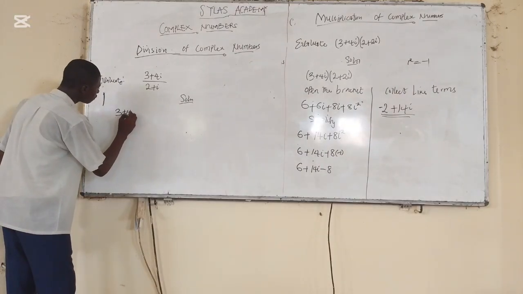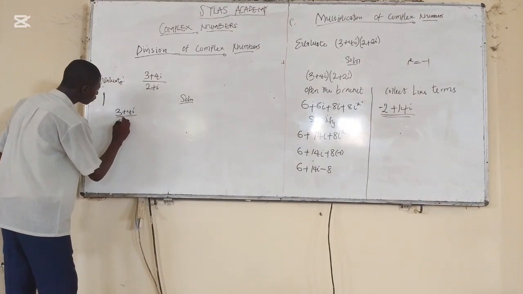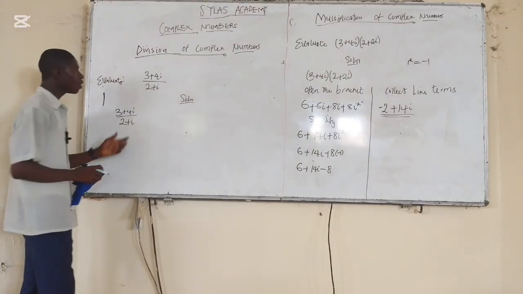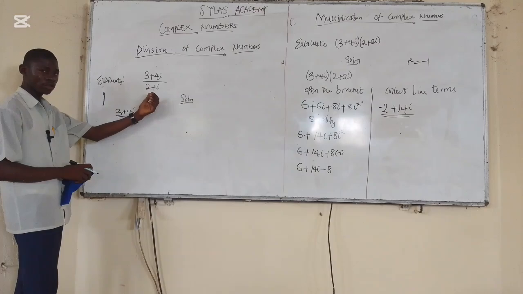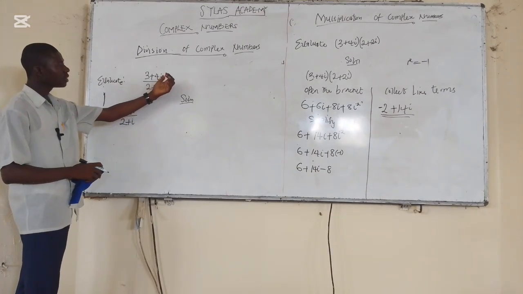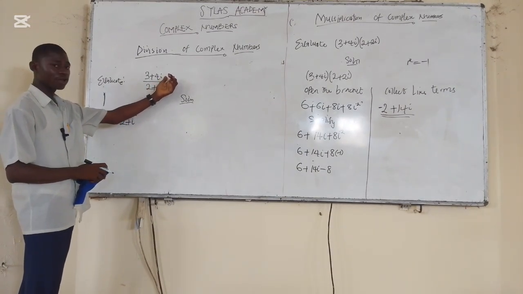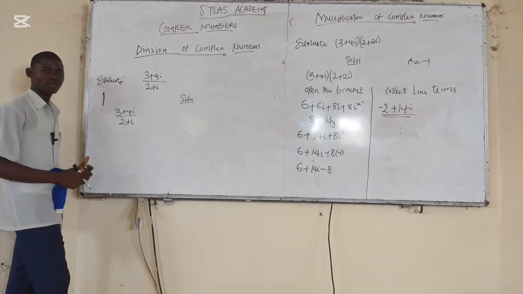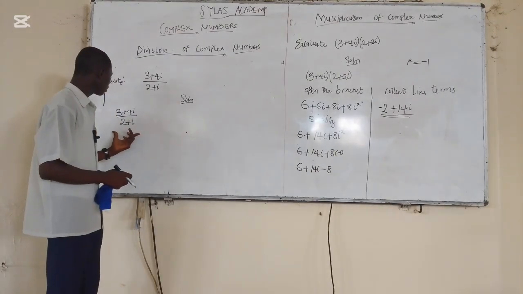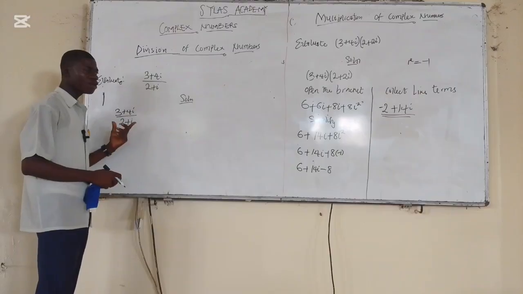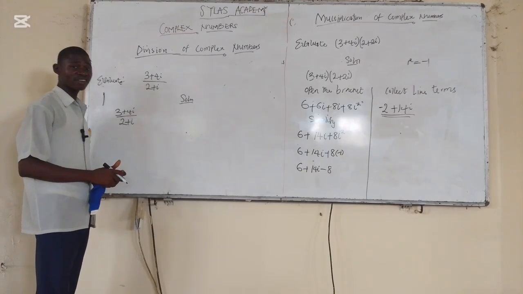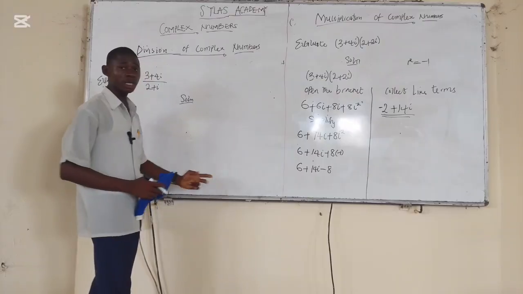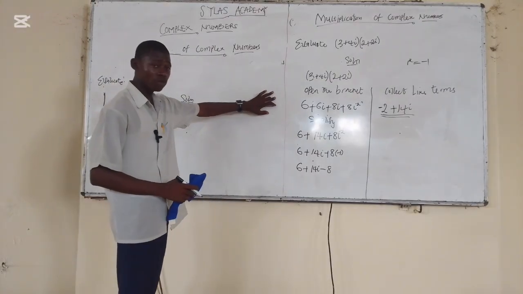(3 + 4i) all over (2 + i). Now what will you do? Take the conjugate of the denominator and multiply it by the numerator and the denominator itself. First of all, what is a conjugate? For you to solve division of complex numbers, you must rationalize. Are you following now? The conjugate means changing the middle sign of a given expression.